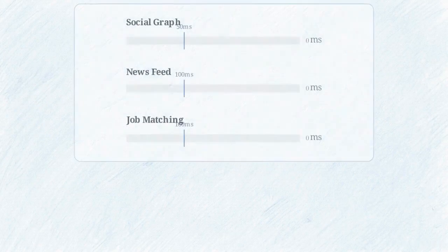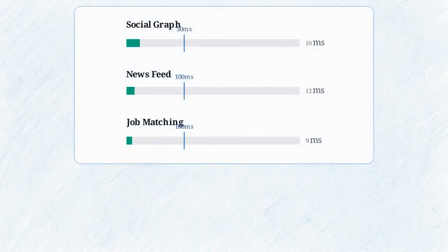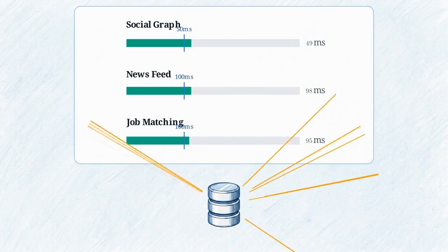This dashboard tracks the strict service-level agreements engineers enforce to make a network of this size usable. Complex graph traversals must complete in under 50 milliseconds. Generating a personalized real-time newsfeed has a hard ceiling of 100 milliseconds. Matching a specific user to the ideal job requires the same sub-100 millisecond execution.